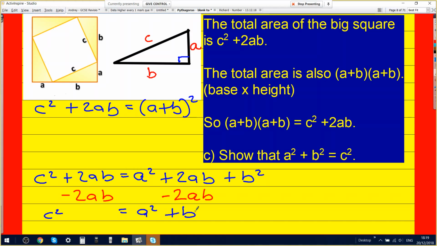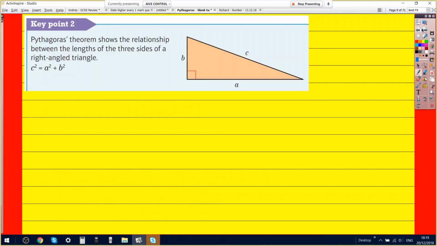And so there we've proven what's called Pythagoras. C is the hypotenuse. It's the side opposite the right angle. A and B are the other two sides, and it doesn't matter which is which. And so c squared is equal to a squared plus b squared. So you square a, you square b, and that tells you what c squared is. And that's true for every right angled triangle.